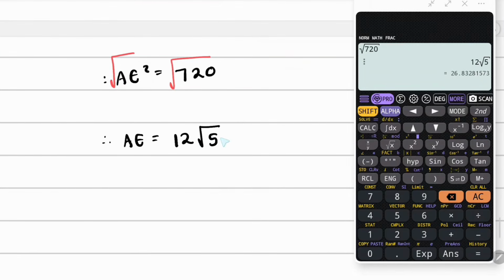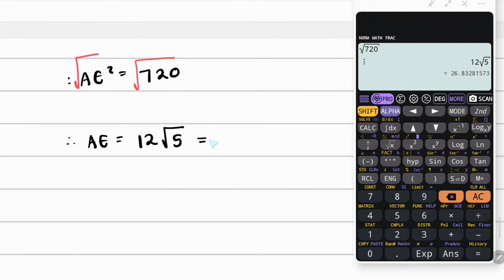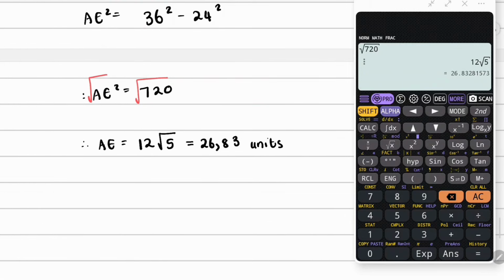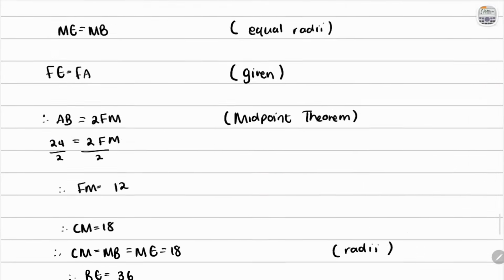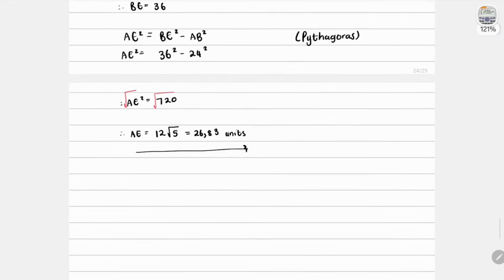Okay, so you can leave it as 12 root 5 or round off to two decimal places, which would be 26.83 units, since it's not in centimeters or meters or any other unit of measurement. And that is the final answer. And that is it for question 10.